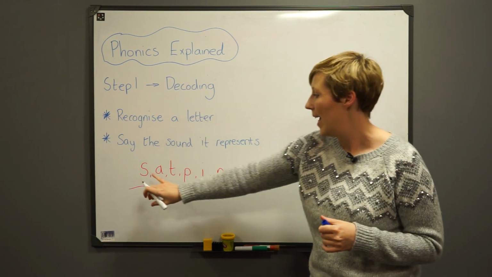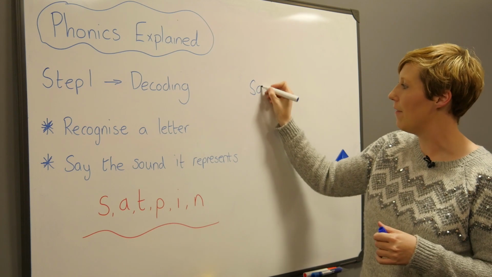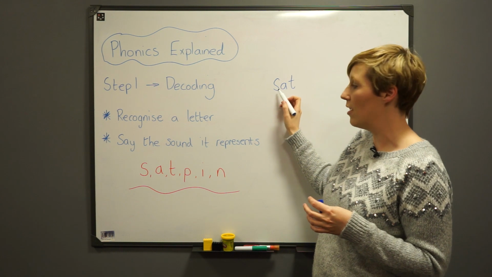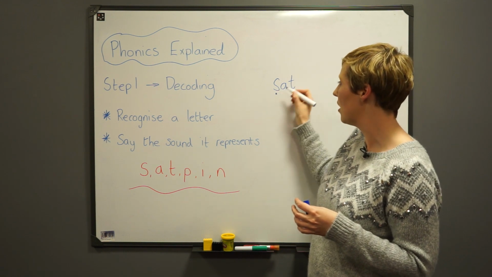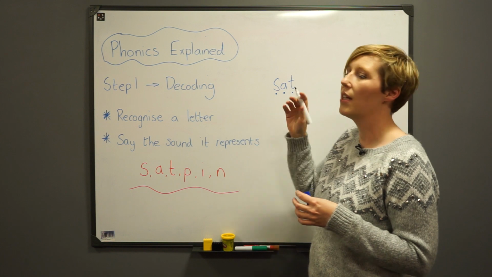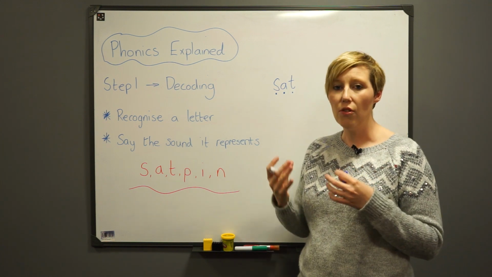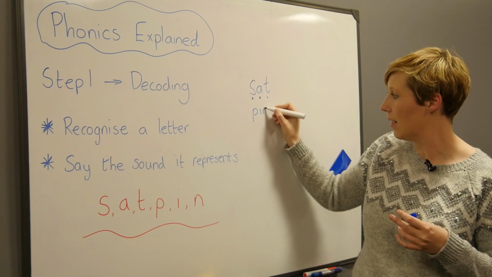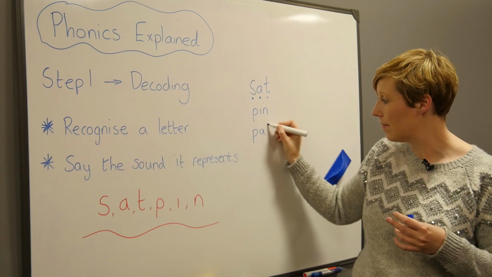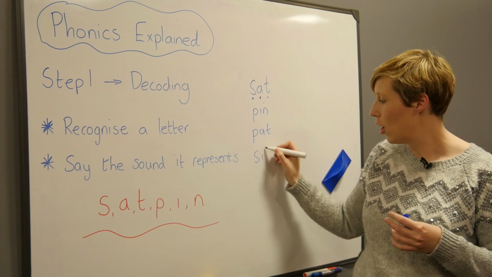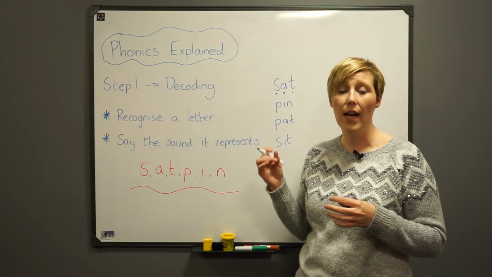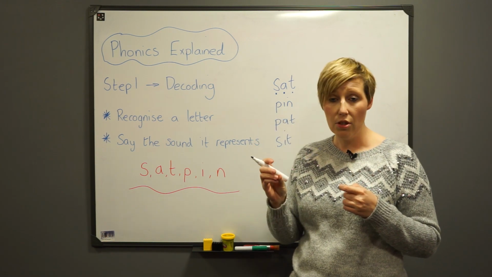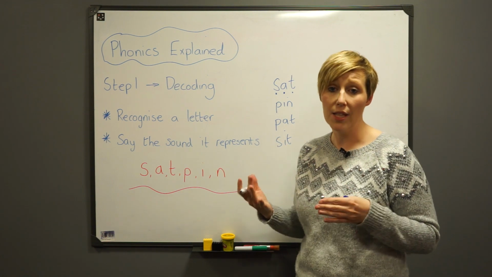So for example, S-A-T. Immediately, if they've learnt those 3 sounds, they can start to decode a word. They know the S is represented by the sound S, A, T, sat. So they can start to create very, very small CVC words. Again, pin, pat, sit. So there are lots of combinations that your child can make with these words and can decode those little letters to then start reading. So your first step would be decoding.